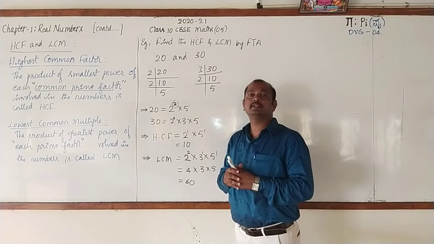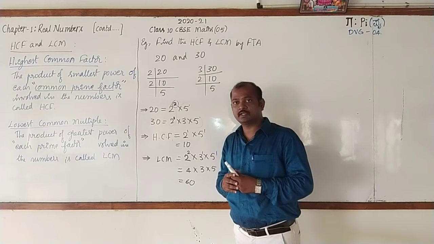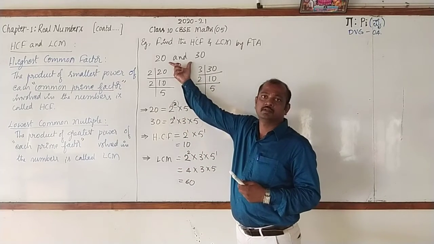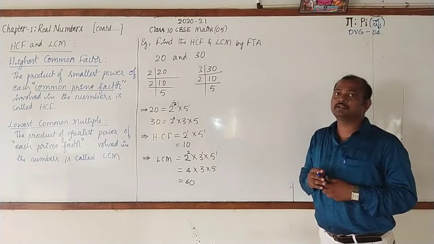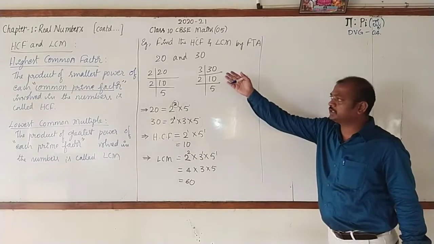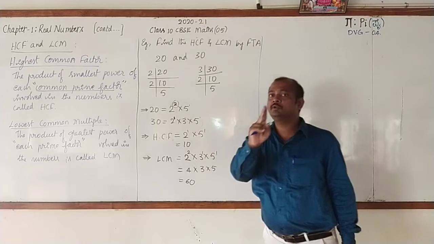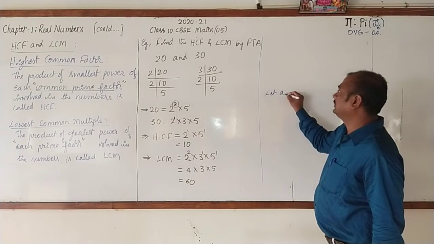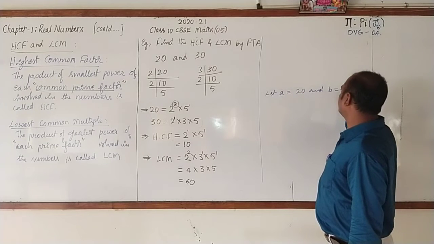20 times 30 is 600. 10 times 60 is 600, right? So there is a relationship among the numbers and their HCF and LCM. What is that? Let me tell you by taking the same example. 20 and 30 are two given positive integers. I take them as A and B. Let A equal 20 and B equal 30.